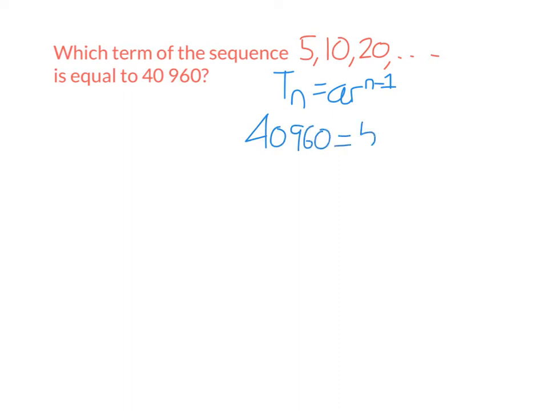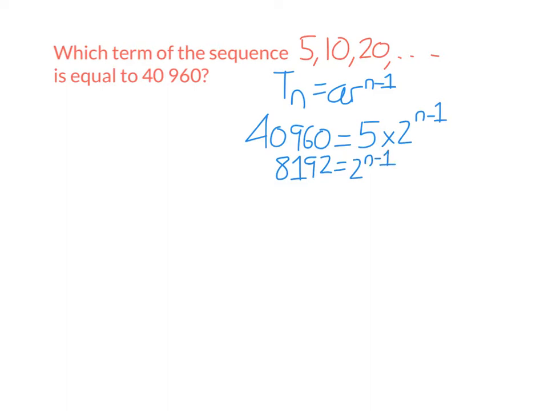So we know A is 5, and we can work out quickly R is 2. I'm timesing by 2 each time. So this is the equation I have to solve. So you know how to solve exponential equations. We've done it before. So we're going to start by dividing each side by 5. And then we get this equation here.